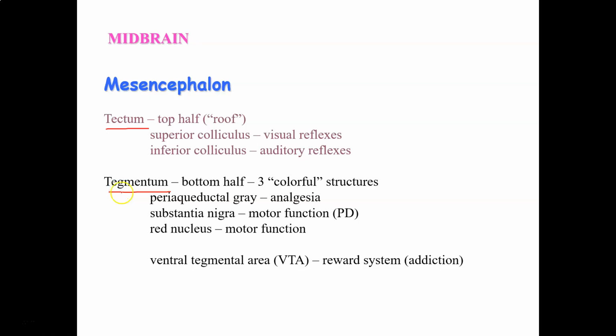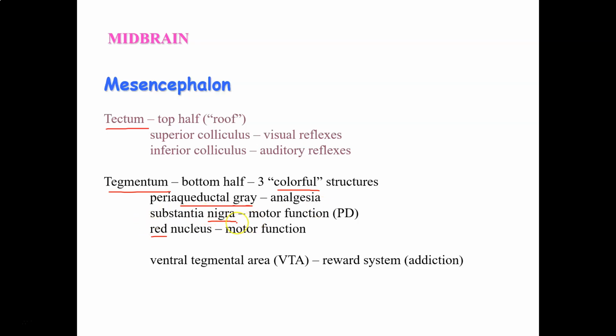The bottom half of the mesencephalon is made up of the tegmentum. It consists of 3 colorful structures and the VTA, the ventral tegmental area. The 3 colorful structures are the periaqueductal gray, the substantia nigra, which means black, and the red nucleus. The periaqueductal gray is really important for pain processing and pain reduction. Endorphins and opiates act in the periaqueductal gray to reduce pain perception or pain experience.